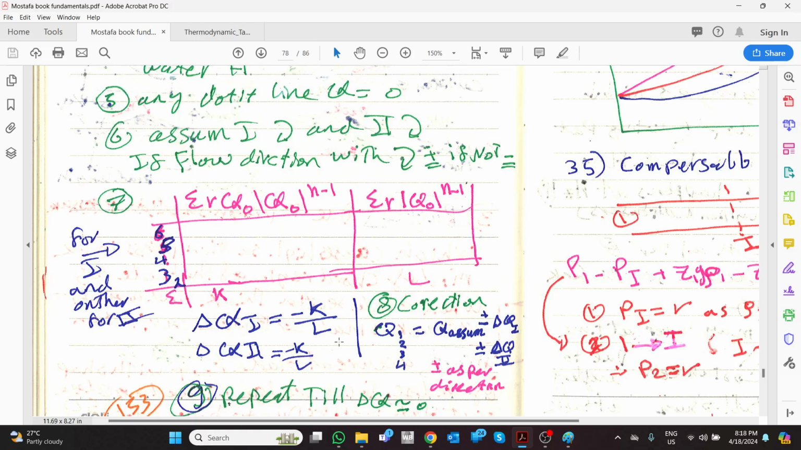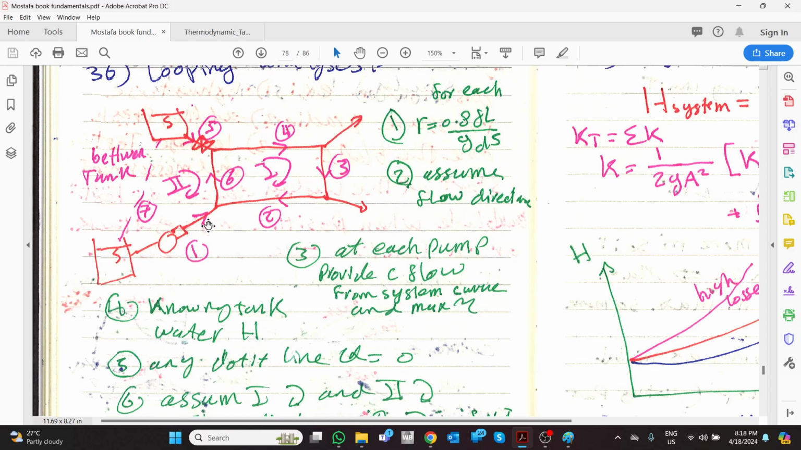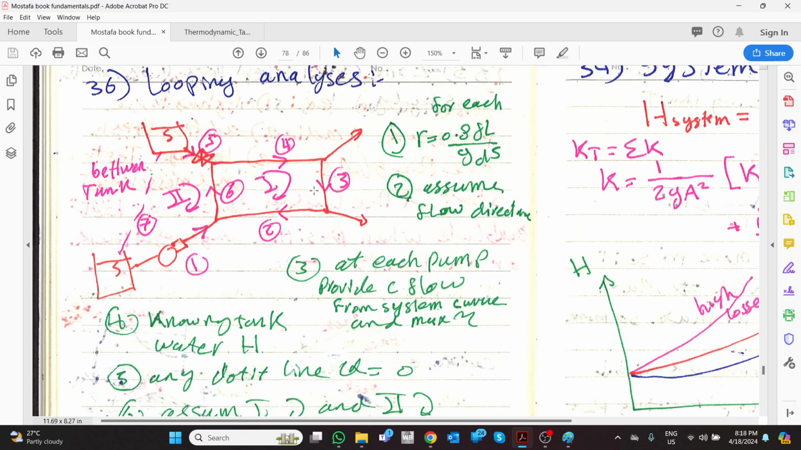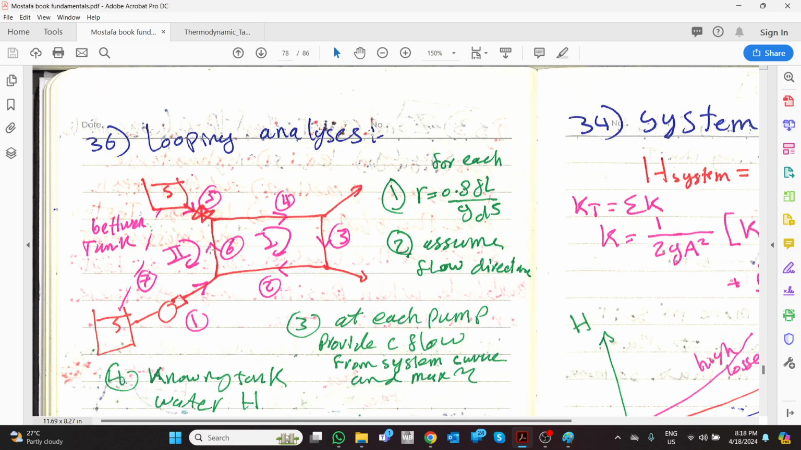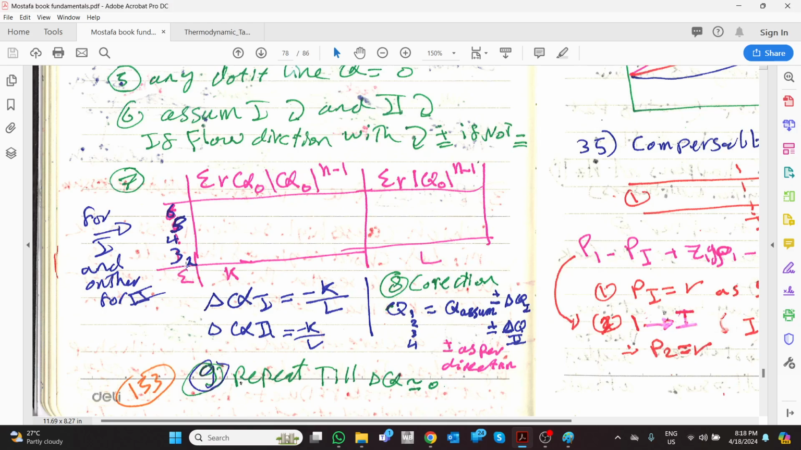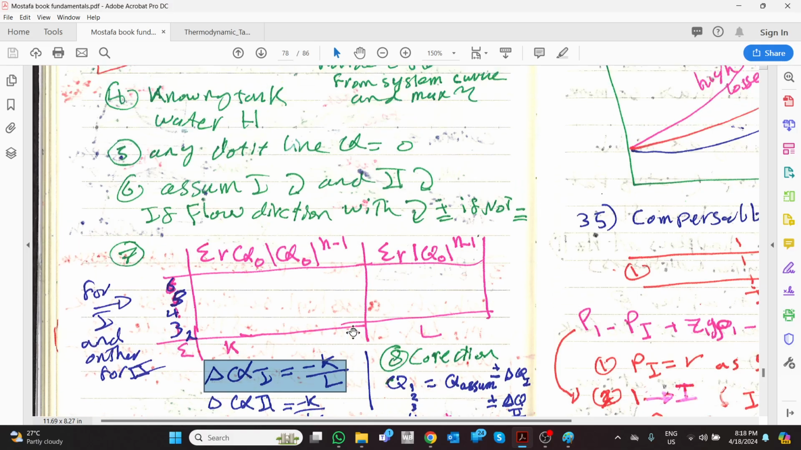And of course, here only delta Q I is going to affect, and here delta Q I and double I. For example, for pipe 6, here it will be delta Q I only, which is shared. Delta Q is for both; where it is not shared, not. Then you will repeat till this one is almost 0. Then you stop, and this is your condition.